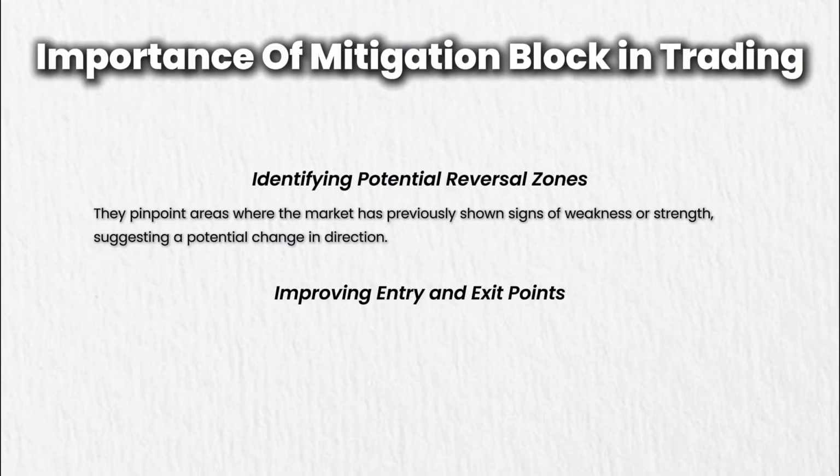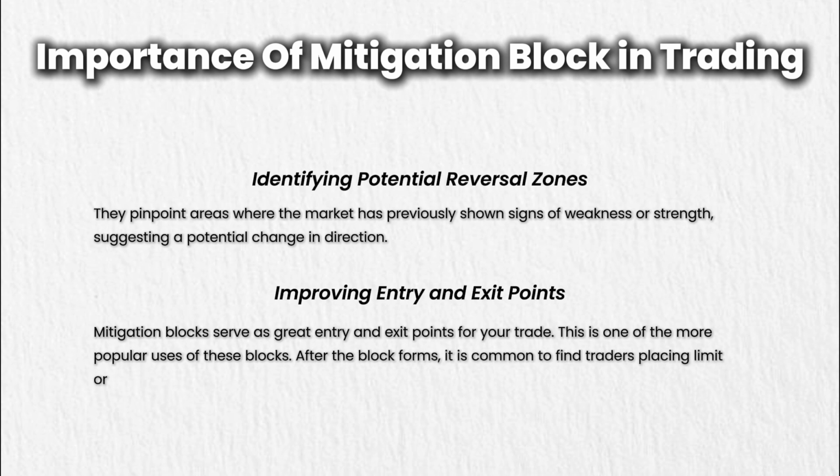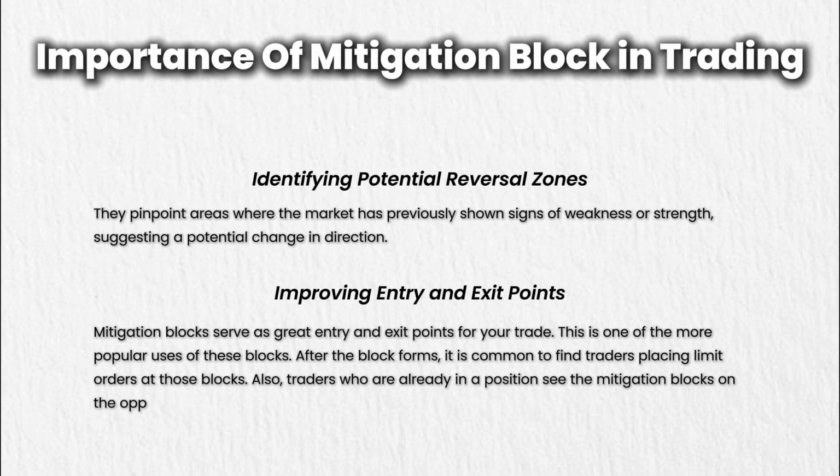2. Improving entry and exit points. Mitigation blocks serve as great entry and exit points for your trade. This is one of the more popular uses of these blocks. After the block forms, it is common to find traders placing limit orders at those blocks. Also, traders who are already in a position see the mitigation blocks on the opposing side of their trades as potential exit levels.